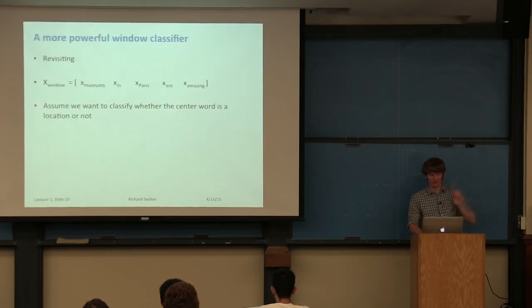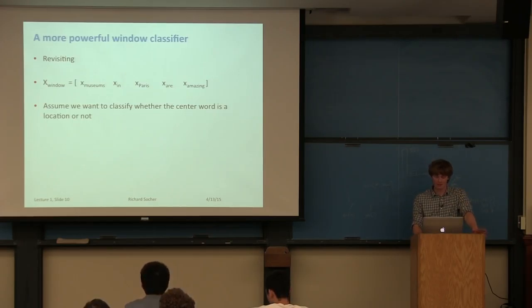All right, so let's get started with our more powerful window classifier. We'll revisit this idea of a window-based classifier, and instead of classifying various different things, we'll do a very simple task of trying to classify whether the center word in each window is a location or not. So it's again a simpler subset of named entity recognition. Just is it a location or not, the center word.